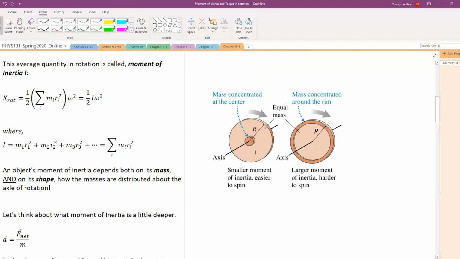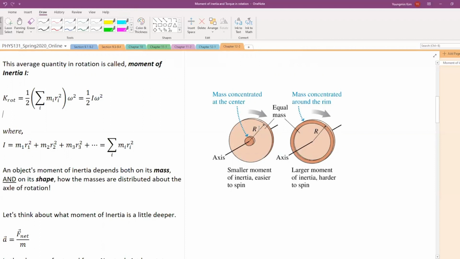And think about that you're rotating this in your mind. Which one is easier to rotate? Your experience will quickly tell you that the wheel on the left-hand side is easier to spin than the wheel on the right-hand side. But why? The masses are the same, and say that it's rotating with the same angular velocity. But because mass distribution is different among this wheel, it makes a difference in terms of rotation.